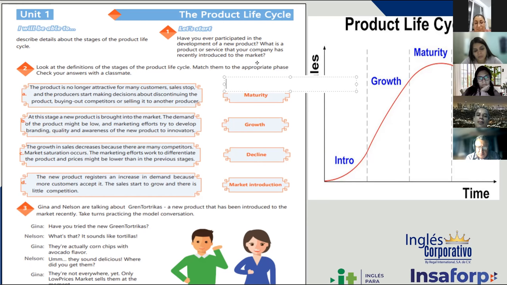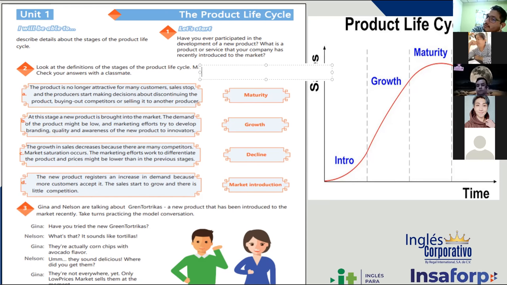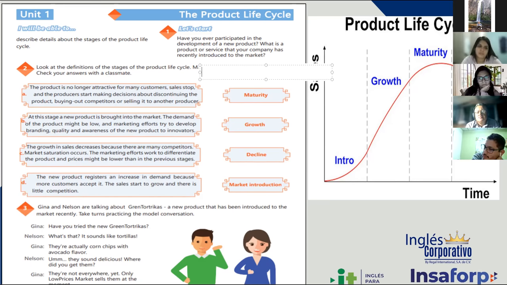Anyone else? What about a service? Has anyone produced a service? A service? It doesn't have to be a product. It could be a service too. A service? No? Okay. All right. An example? Excuse me? Yes.